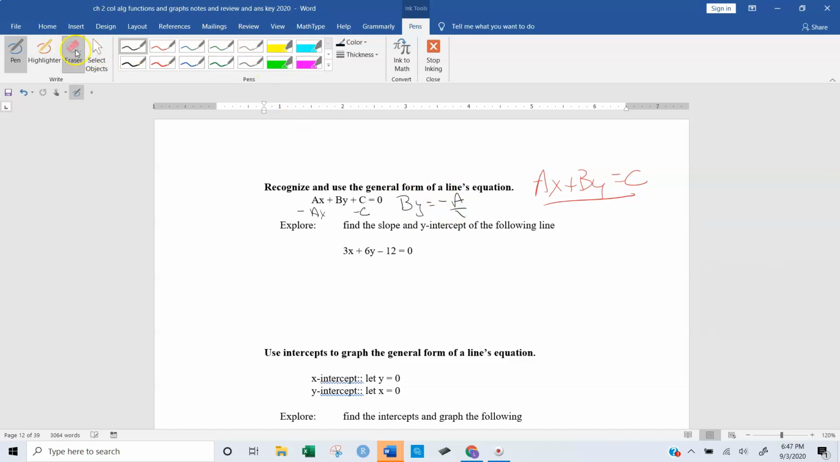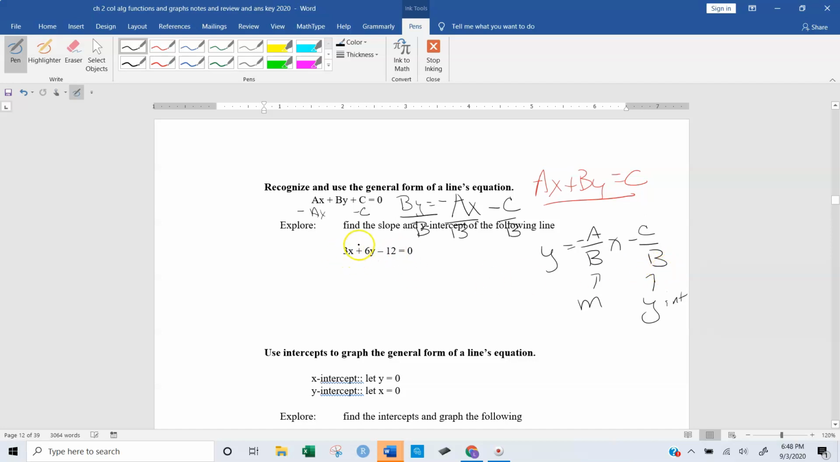Let's try it again. Negative Ax minus C. Next, you need to divide by the B. So now we have y equals negative A over B x minus C over B. If you notice, this is slope-intercept form. So your slope is negative A over B, and your y-intercept is negative C over B. So if you know that, there's no work involved.